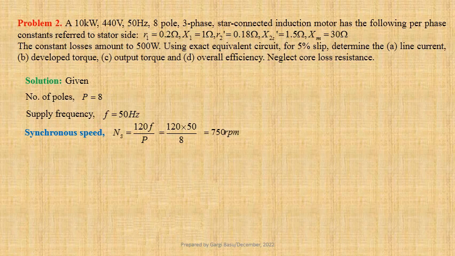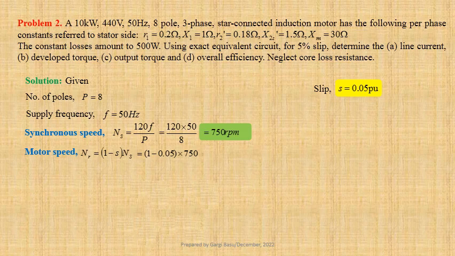Now we shall determine motor speed. Nr equals (1 minus S) times Ns. Given slip S equals 0.05 per unit. Therefore, Nr equals (1 minus 0.05) into 750, that gives us 712.5 revolutions per minute. Expression for developed torque Td equals Pg divided by 2 pi into Ns by 60.